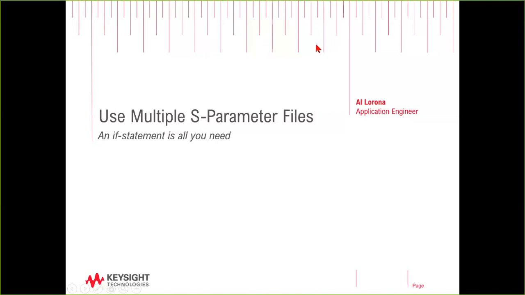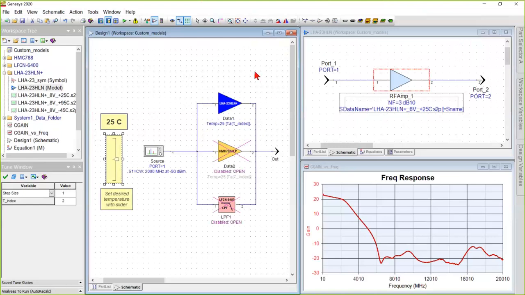So let's look at how to use multiple S-parameter files in a model. We want to model this device here at the top, and I was fortunate enough to find three separate S-parameter files on the vendor website, which have been imported into this workspace. They're for three different temperatures. So how do we do that?